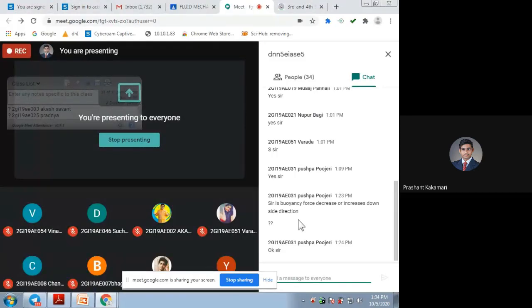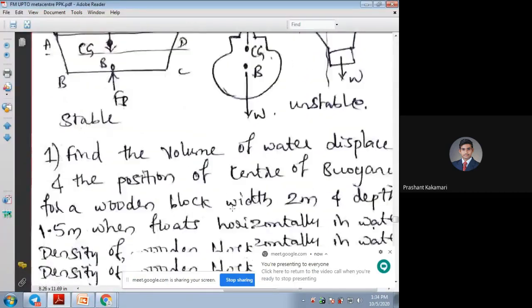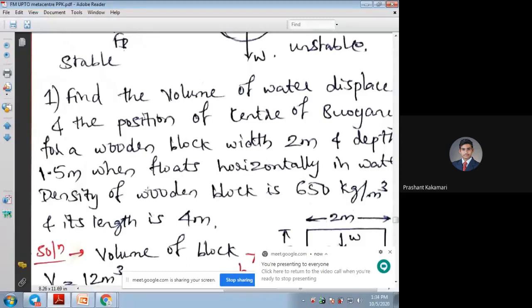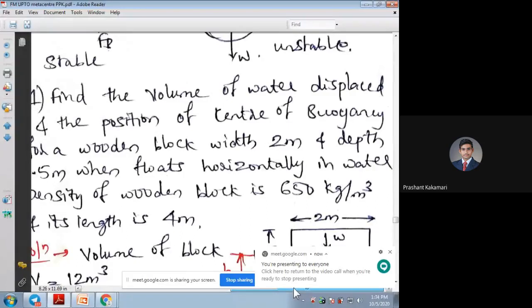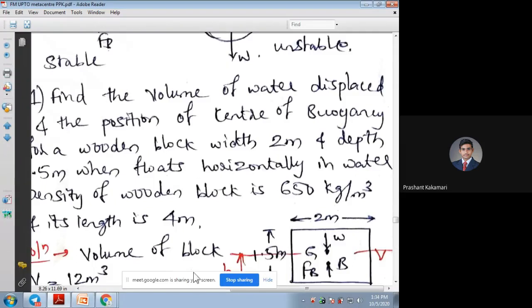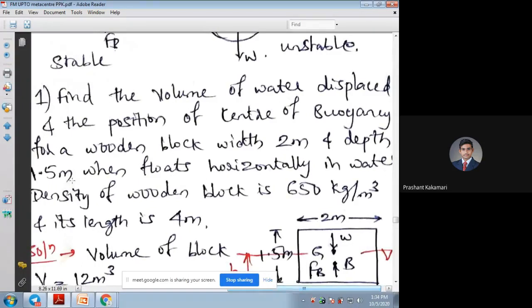Okay, if you have understood, we'll take one problem now. So we'll try to understand one of the problems today. You can note down this problem. So here we need to find the volume of water displaced and the position of the center of buoyancy for a wooden block, width 2 meters and depth is 1.5 meters.